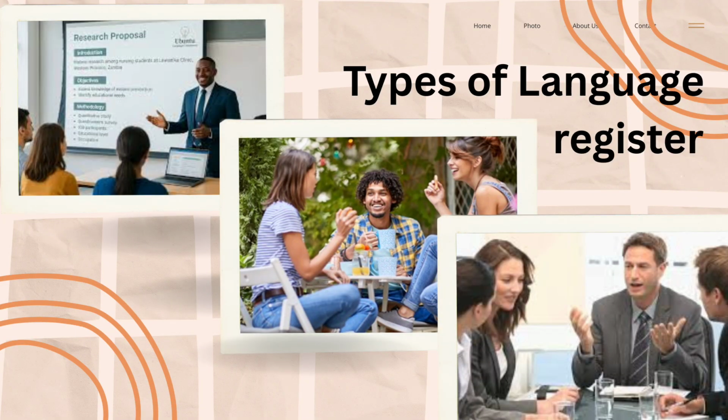And now let's talk about the types of language register. We have the formal language, informal language, and the consultative. It explains how you communicate with different people in different scenarios and events. It also shows how people use language wisely so that respect and clarity will always happen.